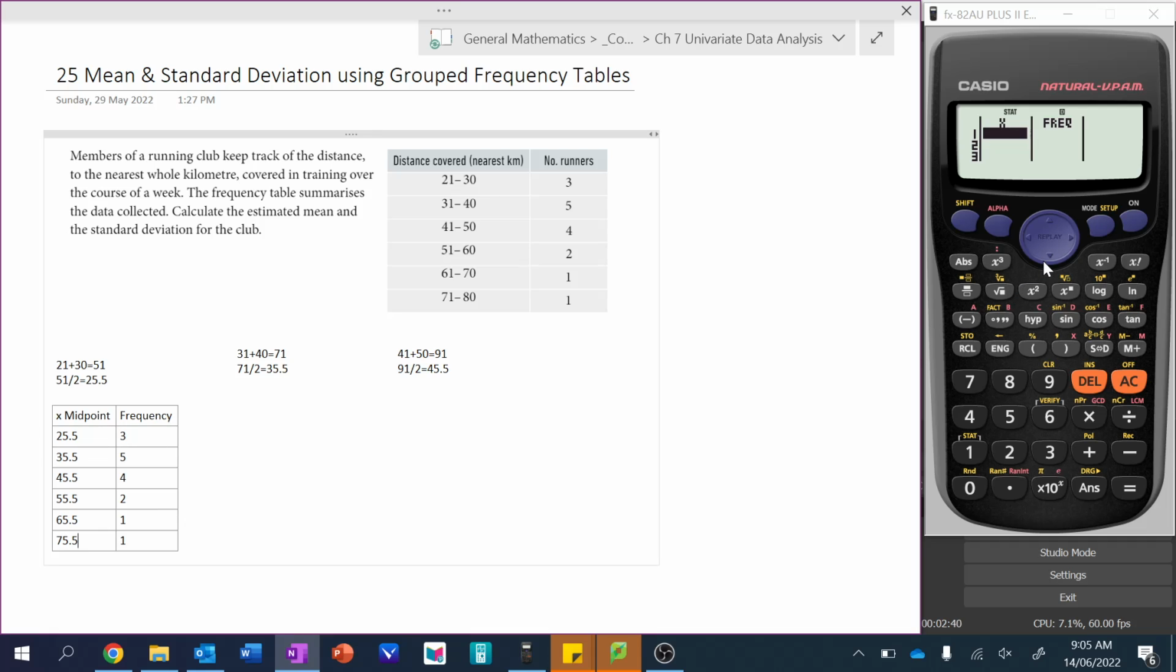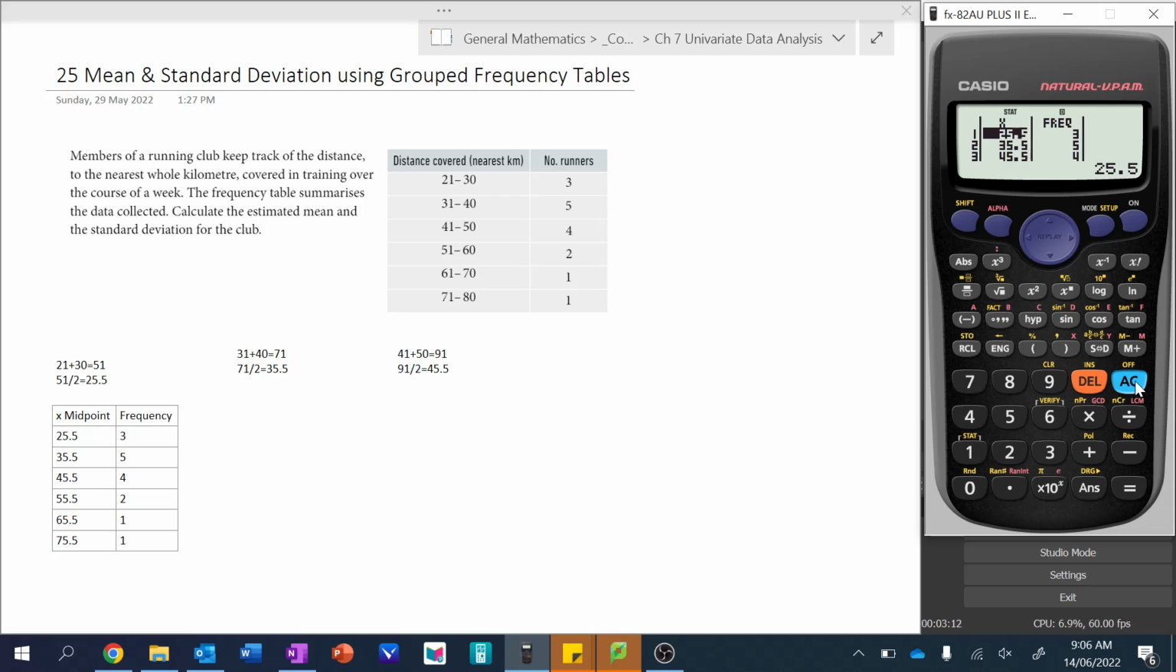I'll just show you the beginning of this. So 25.5, 35.5, 45.5, so on and so forth. And then just make sure you also go into your frequencies and make sure you go 3, 5, 4, 2, 1, 1. So just make sure that they all match up. Anyway, I'll finish this up. Really important now that we do just check over our data, make sure it's all right. 3, 5, 4, 2, 1, 1 for my frequencies, and that all of my midpoints are looking good.